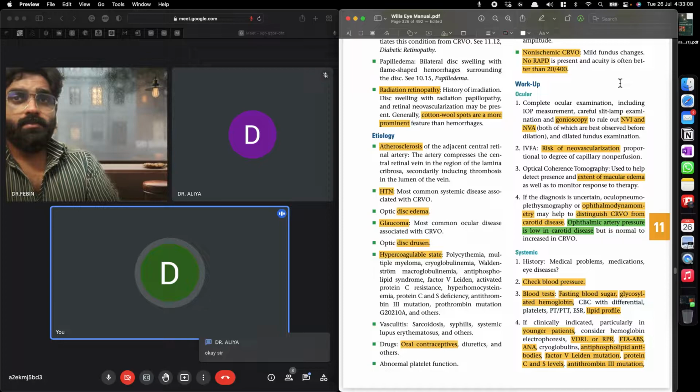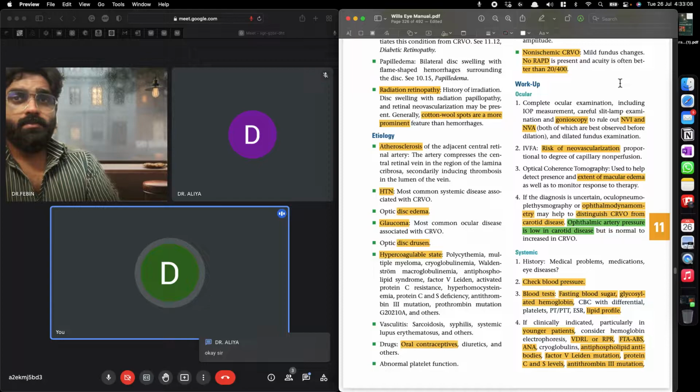It is called ophthalmodynamometry. So even though the name is extremely complicated and hi-fi, it very simply means the pressure in the arteries. Okay, and very simply put, where do you think the pressure will be more, CRVO or OIS? So Ali is saying OIS and Fabian is saying CRVO.